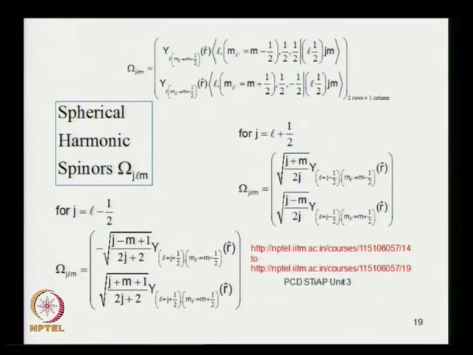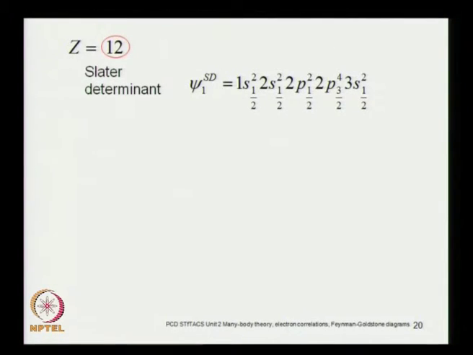Here again the details can be found in unit 3 of the previous course on atomic physics, but I want to quickly go over to the many electron formalism, which really requires us to go in for second quantization methods. Now, let us take a particular case, a many electron system. Let us take the case of magnesium. Magnesium has 12 electrons. The usual configuration is 1s2, 2s2, 2p6, 3s2.